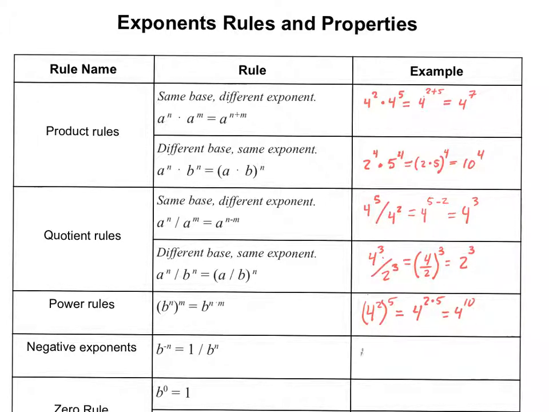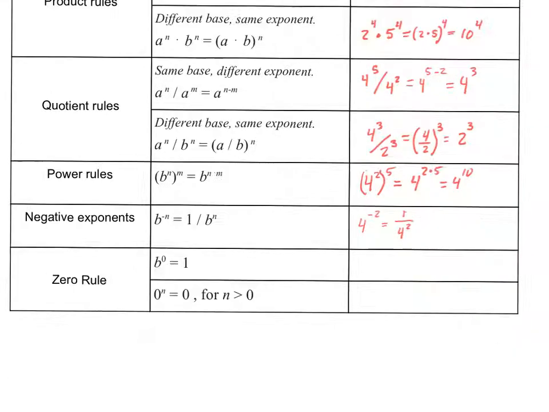If you have 4 to the negative second power, you can rewrite this as 1 over 4 to the positive second power. And that is exactly the same thing. So sometimes you're going to want to change a number with a negative exponent into a fraction, and sometimes you want to change a fraction into a number with a negative exponent. So make sure that you know when to use it.